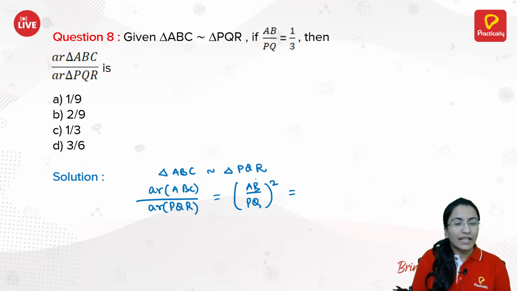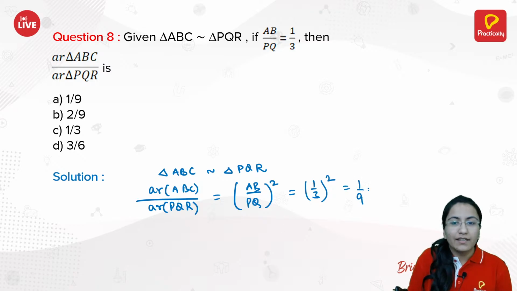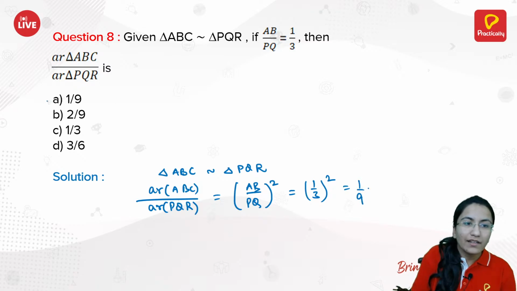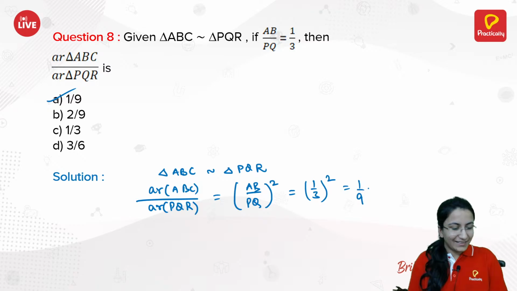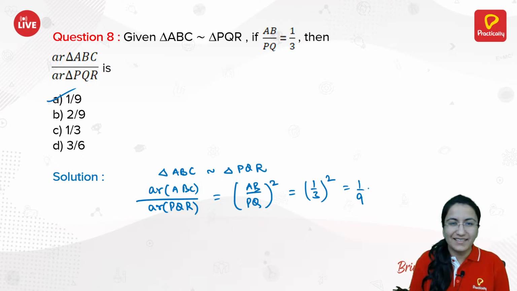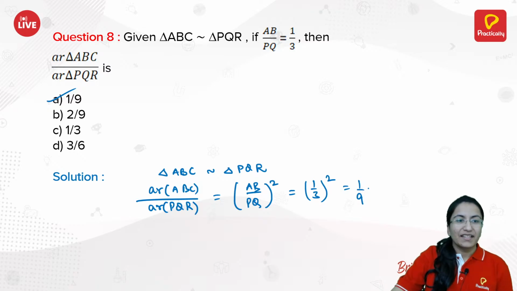This is the ratio of the sides, so square it, that will be 1 by 3 square. So that is 1 by 9. So you have 1 by 9, which is A part as the correct option. So A part is the correct option, not C. So those who have written C option, it's incorrect. So A option is correct. Okay. So 1 by 9 is the correct answer.